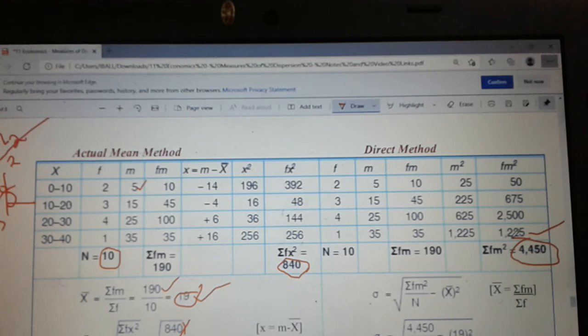The total value will be 4450 for fm square, and according to the formula you put summation fm square 4450 divided by the number of items, the frequency total, which is 10, minus the arithmetic mean whole square, arithmetic mean 19 whole square, and then you will get the same answer in both methods.